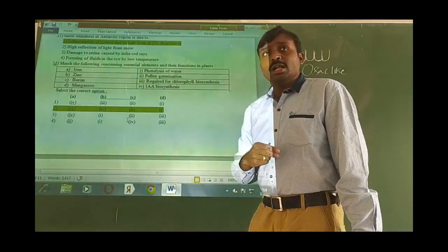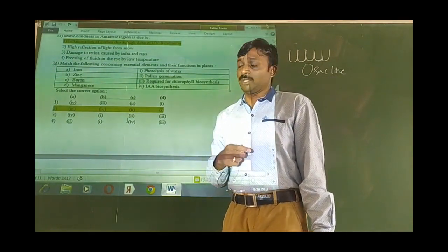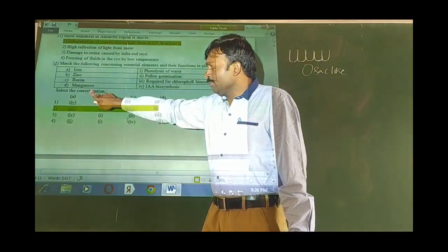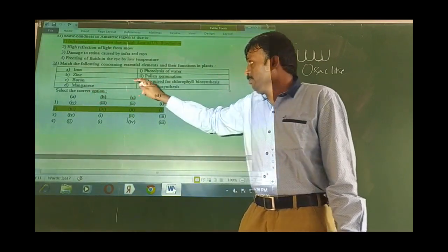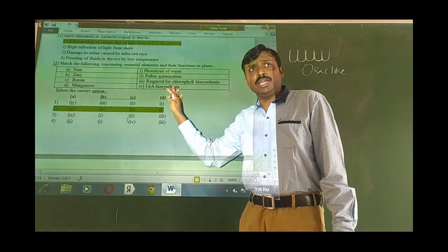This is from our mineral nutrition chapter, first year syllabus. Some minerals are listed in one column and their functions are given in another column.